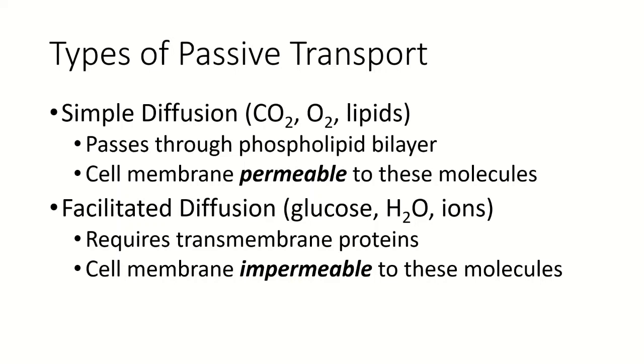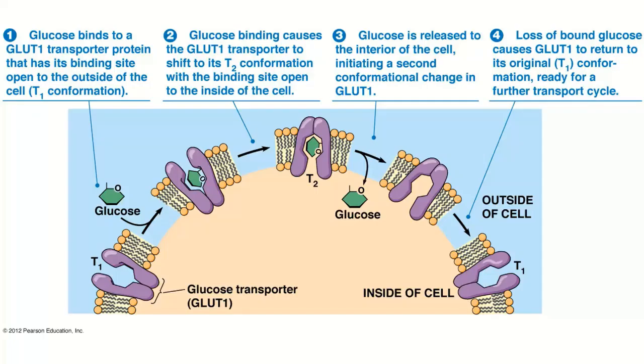There are a couple of different types of passive transport. There is simple diffusion, and this applies to things that can move easily through the cell membrane. Then there is facilitated diffusion, which is for stuff that cannot move easily through the cell membrane. Usually the membrane is impermeable to these. That would be ions, glucose, and water. These guys require proteins in the membrane to get them across the lipid bilayer.